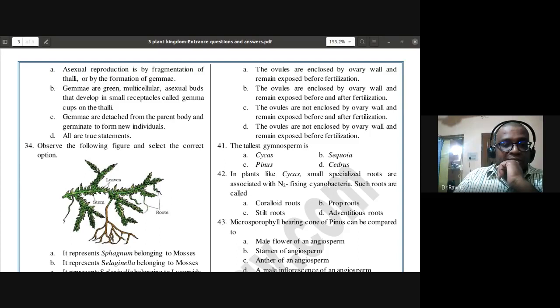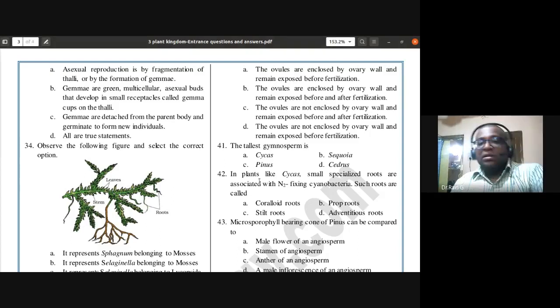42nd, in plants like Cycas, small specialized roots are associated with nitrogen fixing cyanobacteria. Such roots are called, Cycas is a gymnosperm. It is called a living fossil. The specialized roots associated with nitrogen fixing cyanobacteria are called coralloid roots. So for the 42nd, A is the answer.